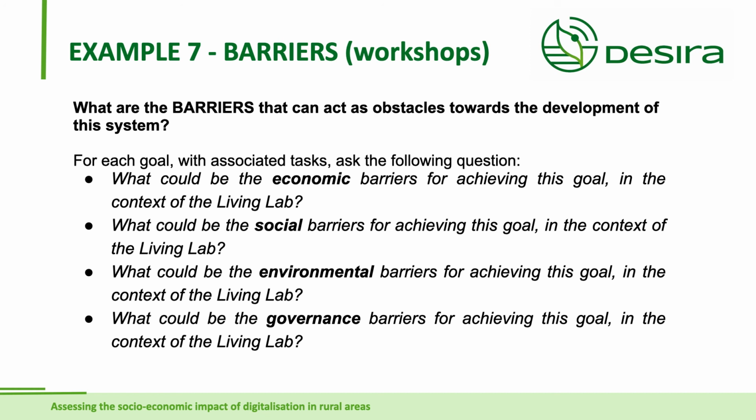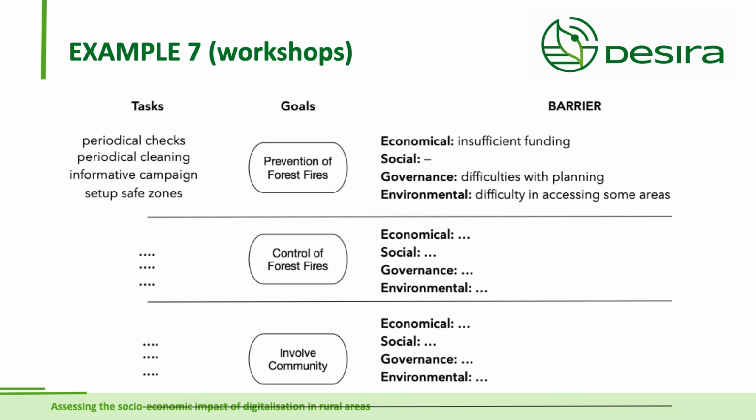And finally, the same exercise is done for barriers. You should ask, what are the barriers that can act as obstacles towards the development of the system, again divided by dimensions? For example, economic barriers could be that the funding is insufficient, there are difficulties in planning, and some areas are difficult to access, and therefore it is difficult to prevent forest fires.